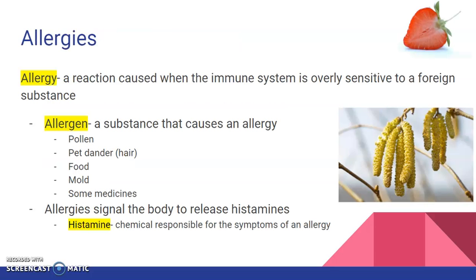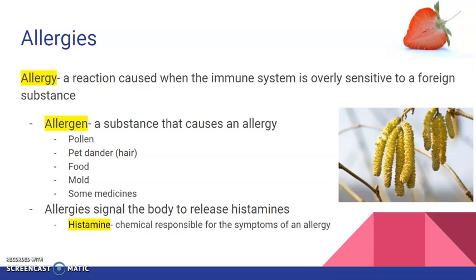So for allergies, an allergy is a reaction caused when the immune system is overly sensitive to a foreign substance. So you're going to say some kind of substance is going to enter your body. For most people, it's pollen from grass or trees. And for some people, it's food. And your immune system is going to overreact to it. So it's going to think that it's a pathogen, and it's going to do what the immune system does. It basically would trigger the inflammatory response.